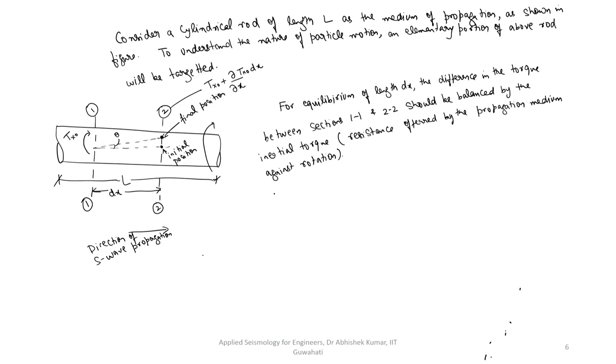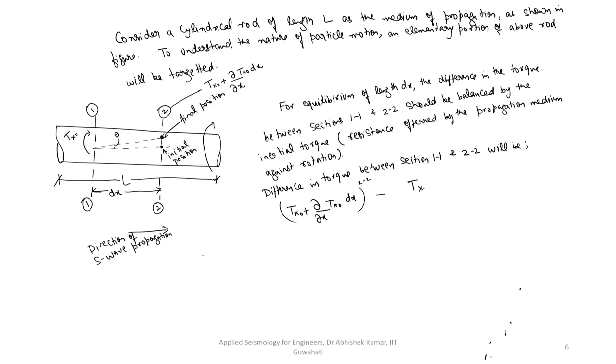which indicates that if you are trying to find out the difference between the torque at section 1-1 and 2-2, so that is the difference in torque between section 1-1 and 2-2 will be. So, we can find out T_x plus ∂/∂x T_x dx, this is at section 2-2, minus T_x, this is at section 1-1. So, this is going to be the total torque or the difference of the torque between section 1-1 and 2-2.